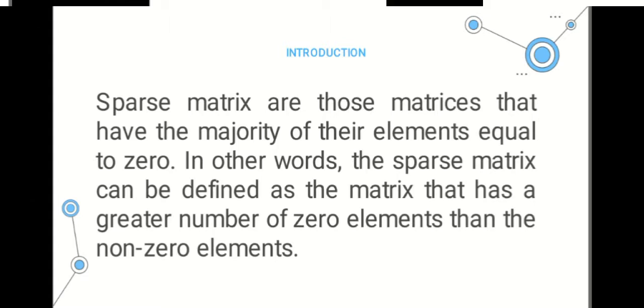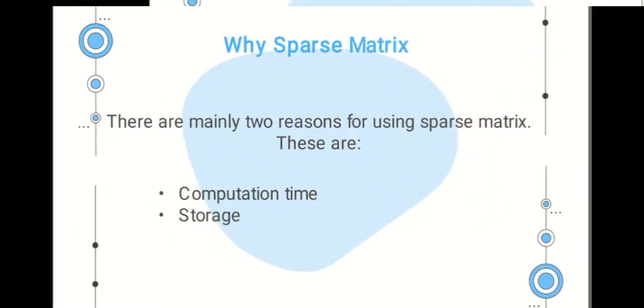There are mainly two reasons for using sparse matrices. These are computation time: if we store the sparse matrix in a memory-efficient manner, we can save a lot of computational time to perform operations on the matrix. And storage: when we store only non-zero elements, we can save a lot of memory space that we can use for storing other data structures or performing other operations.